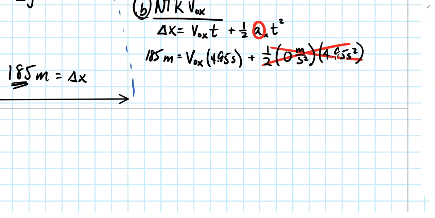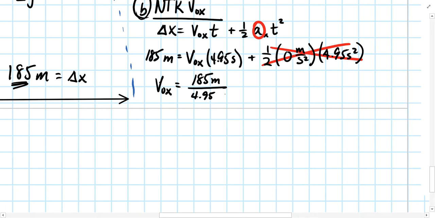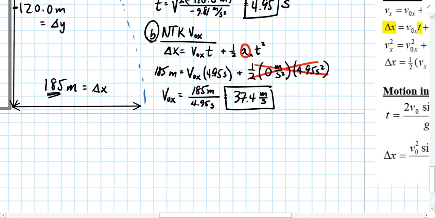And because that large component reduces to 0, the math becomes pretty straightforward here. The initial velocity in our x direction is equal to 185 meters divided by 4.95 seconds. So again, the distance that we travel is 185 meters in 4.95 seconds. And the object was not speeding up or slowing down, because we're ignoring air resistance here. And this computes out to be 37.4 meters per second. So that's our initial velocity.